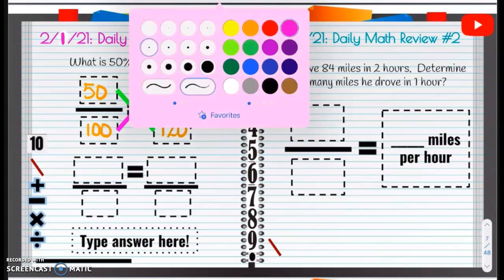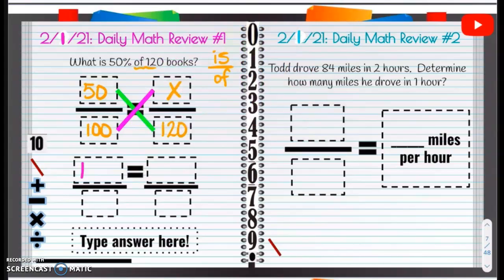All right, now we're going to solve it. 100 times x is 100x. 120 times 50: well, I know that 12 times 5 is 60. So if I do 12 times 5, that's 60, and then I have 2 zeros. So I have that 60, and then I have 2 more zeros because we have a 0 here and here.